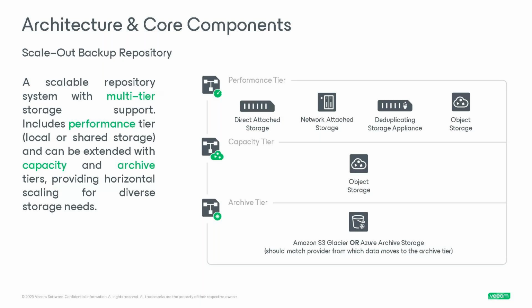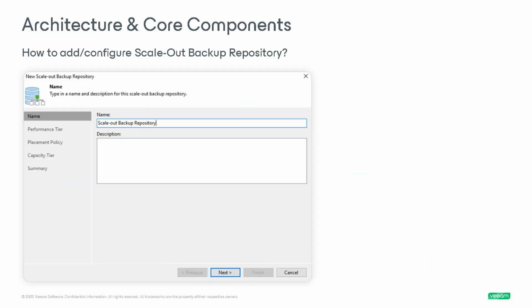If it's Amazon, they call it Glacier. Azure refers to their version as Azure Archive. Veeam can also integrate with Azure Archive, in case you were wondering. Of course, Azure Blob can as well. The main rule for archive tier is that whatever the vendor is for capacity tier, it has to match the archive tier vendor. It does say that.